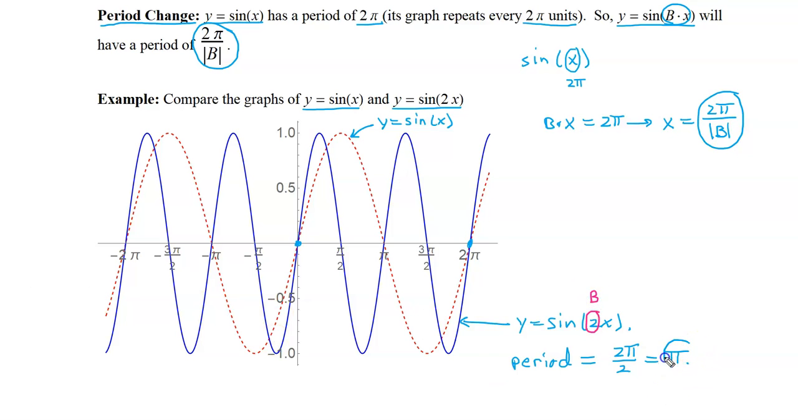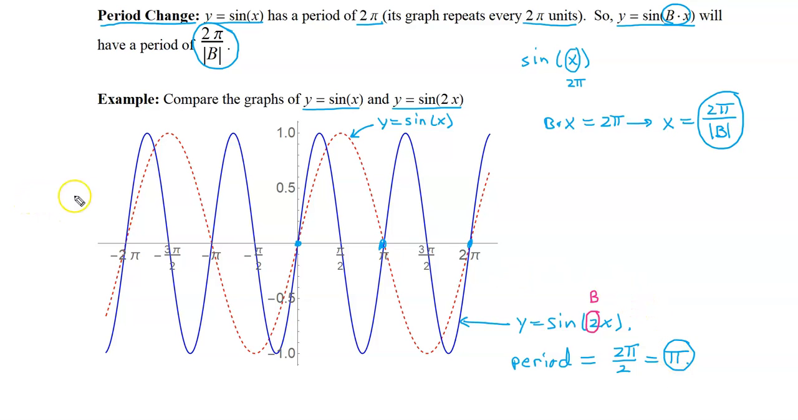And so we just get pi for the period. And if we look at the graph of the blue curve, we see that it takes pi units to repeat. So in the blue curve, if we start at 0 and we go from 0 to pi, right there, we see we just start repeating again. And so you see the graph does verify that the period of the sine of 2x is equal to pi.